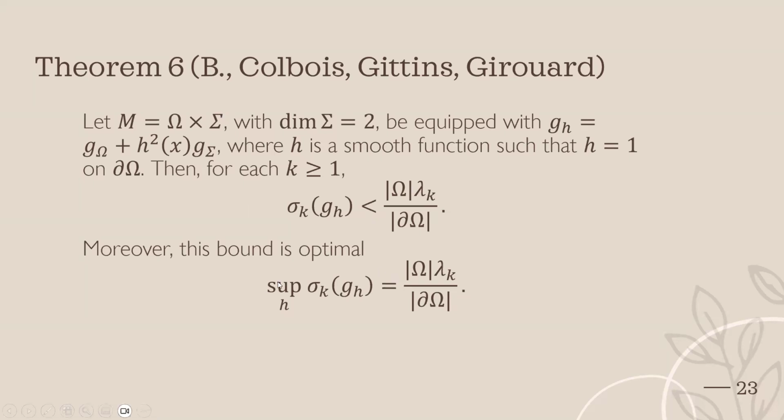And again, we can prove that the upper bound is optimal in the same sense as before. So we cannot find a function h for which sigma k is equal to the upper bound. However, we can find a sequence of functions for which sigma k tends to the upper bound. But here I'm not going to show you the details of the proof because it's quite trickier than before.